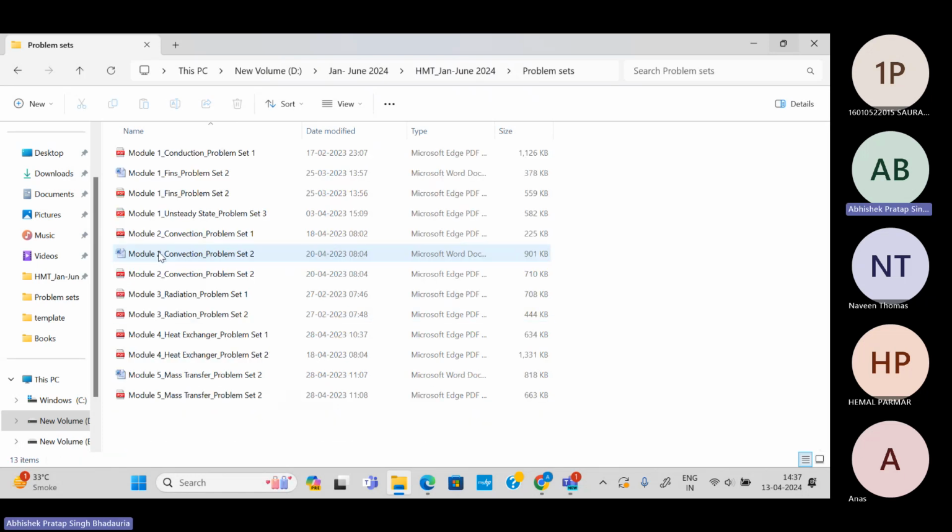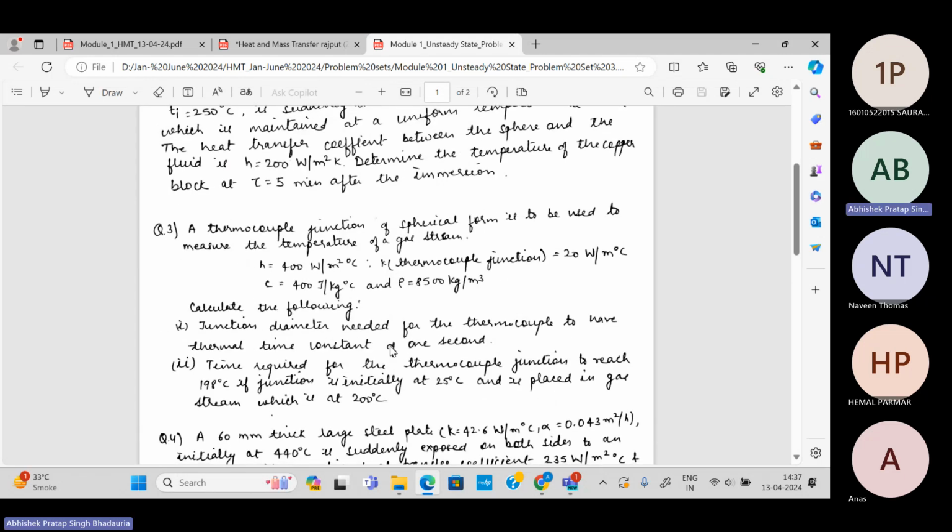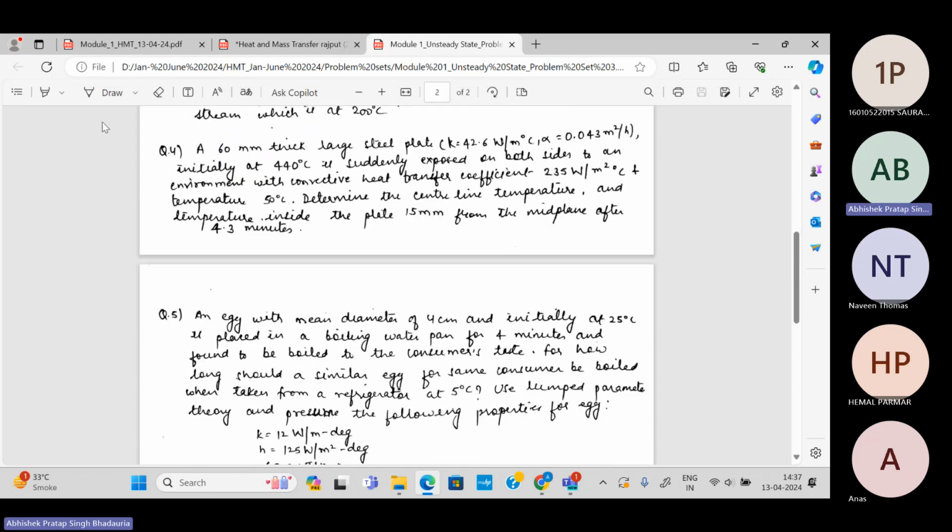Problem set open करेंगे. The problem set is the problem set on what? This is unsteady state. Okay, so this was the problem set. Okay, so problem 5.